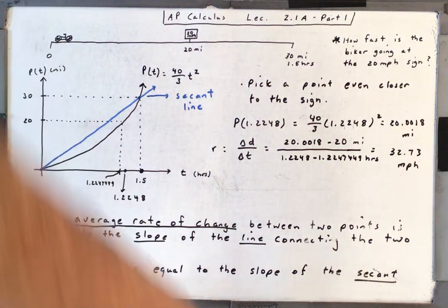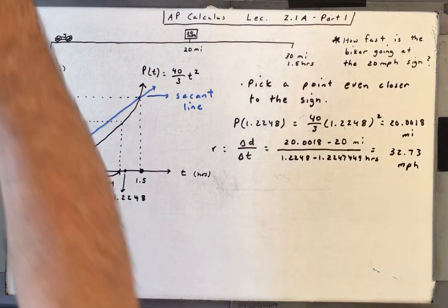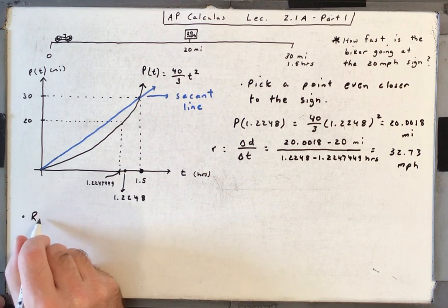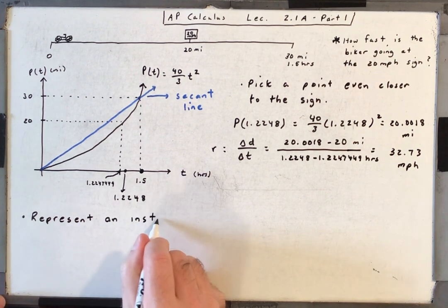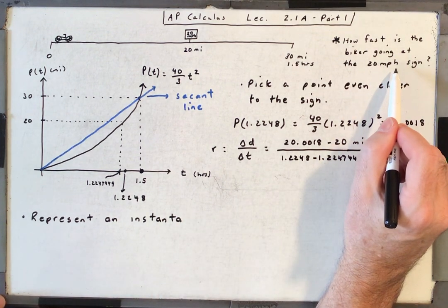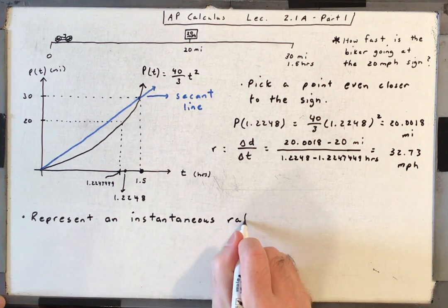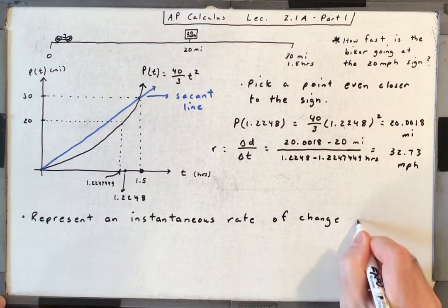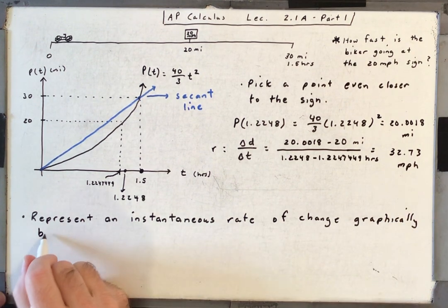Okay, I'm going to leave that up there, erase this, and write a little bit more down. So I'm going to introduce you to another line that is super important in calculus. So we represent an instantaneous rate. That's the question here. How fast is the biker going at the 20-mile-an-hour sign? We want the instantaneous rate. We can represent that graphically by a tangent line.